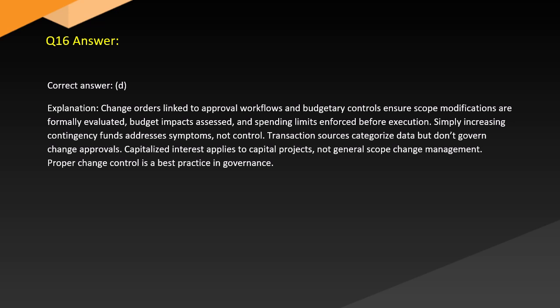Answer. Correct answer. D. Explanation. Change orders linked to approval workflows and budgetary controls ensure scope modifications are formally evaluated, budget impacts assessed, and spending limits enforced before execution. Simply increasing contingency funds addresses symptoms, not control. Transaction sources categorize data, but don't govern change approvals. Capitalized interest applies to capital projects, not general scope management. Proper change control is best practice in governance.